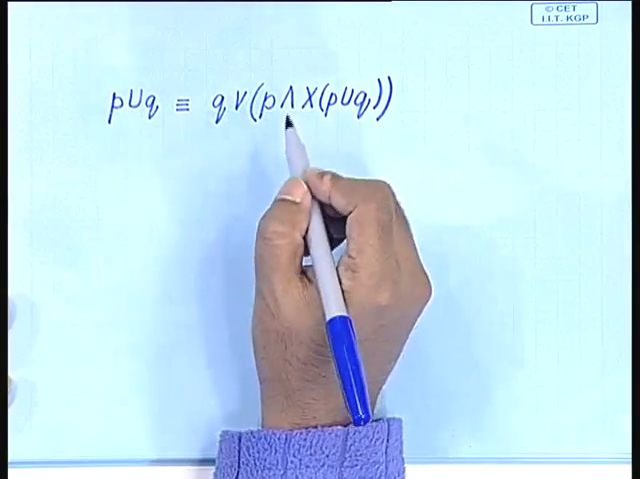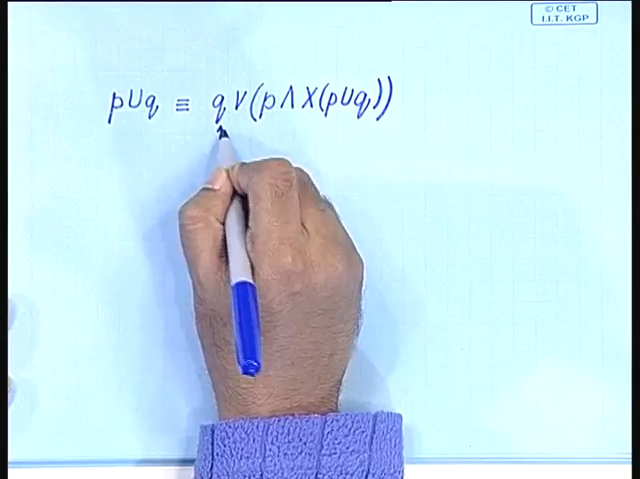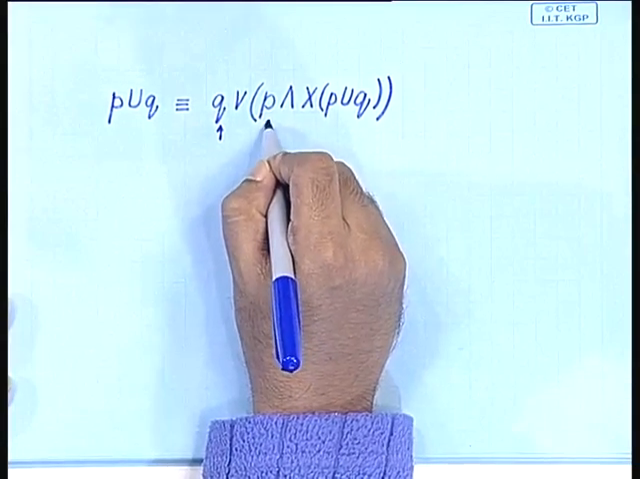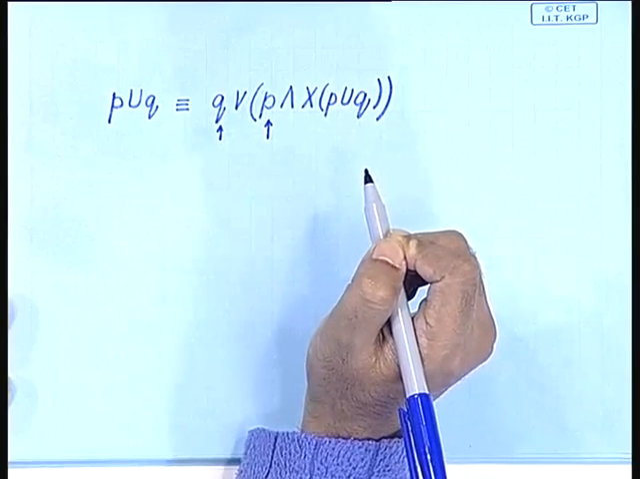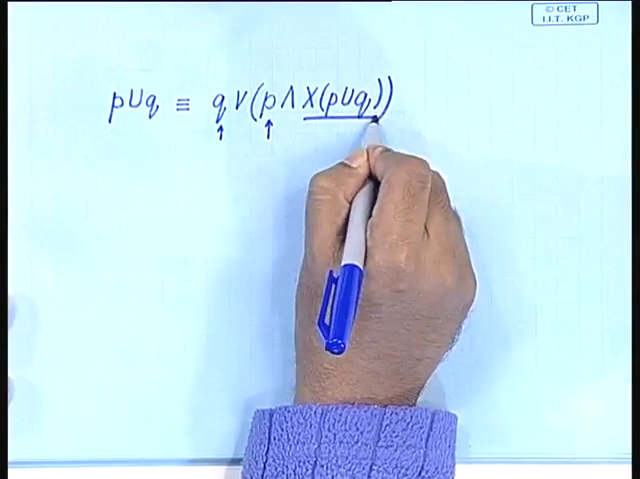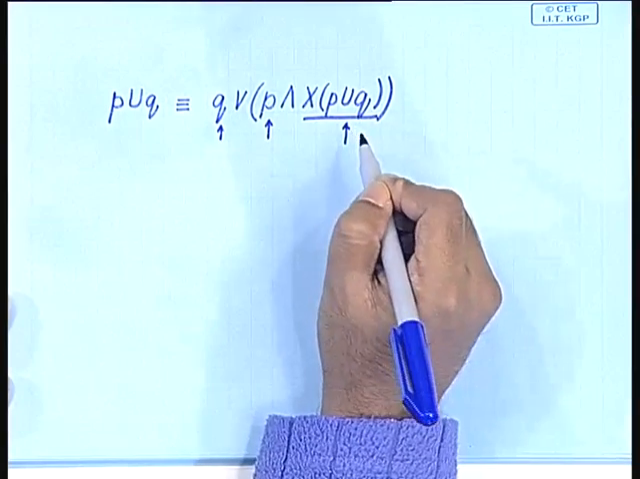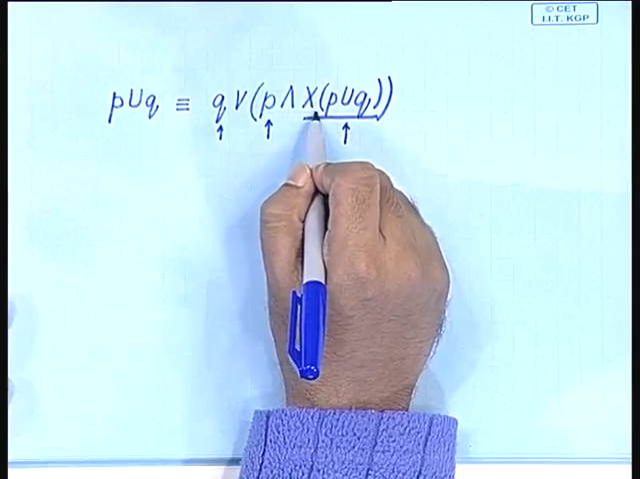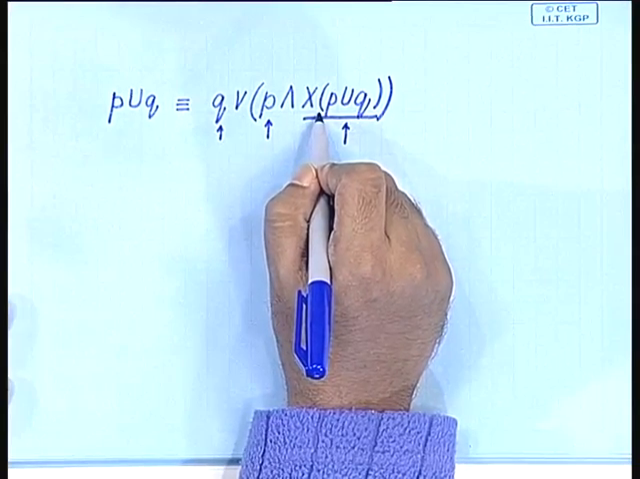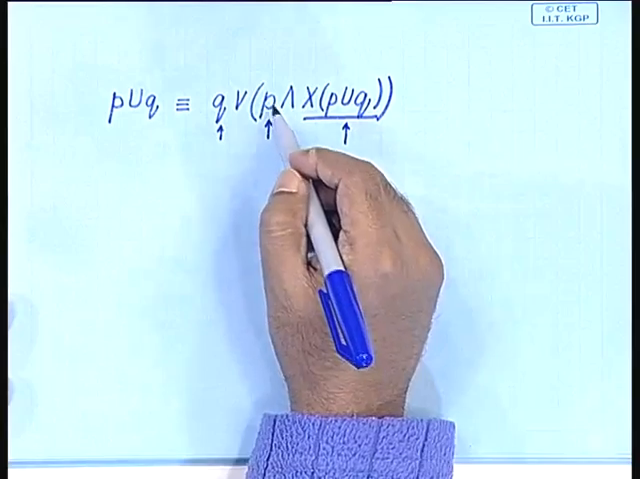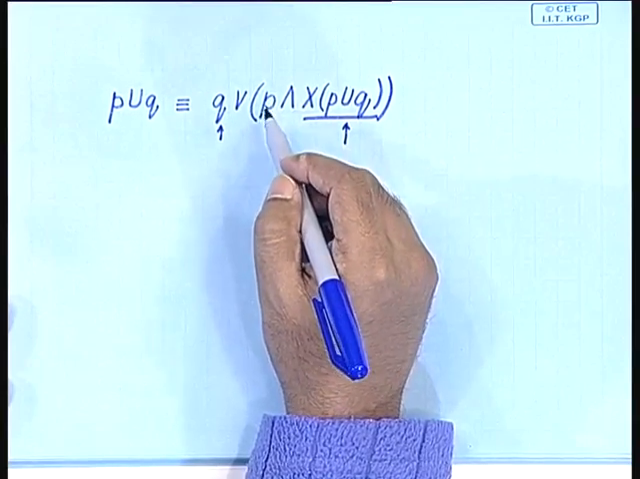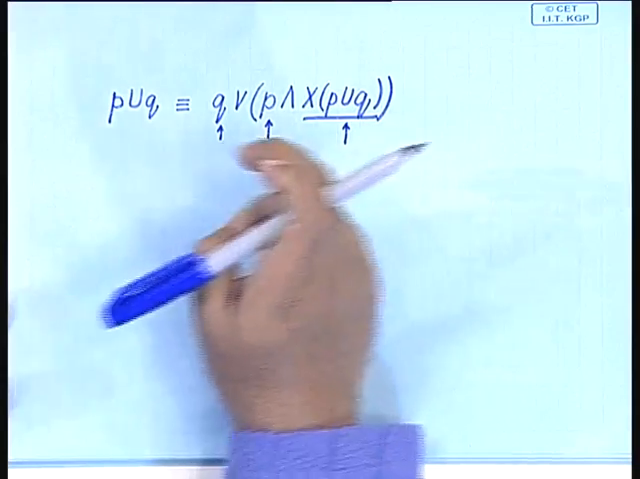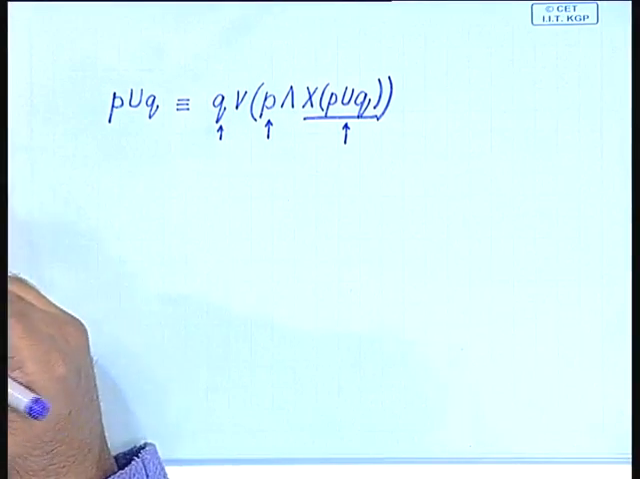Now, see, this is an elementary subformula because it is an atomic proposition. This is also an elementary subformula because it is an atomic proposition, and this is also an elementary subformula because the outermost operator is an X. So, here the elementary subformulas will be P, Q, X P until Q.